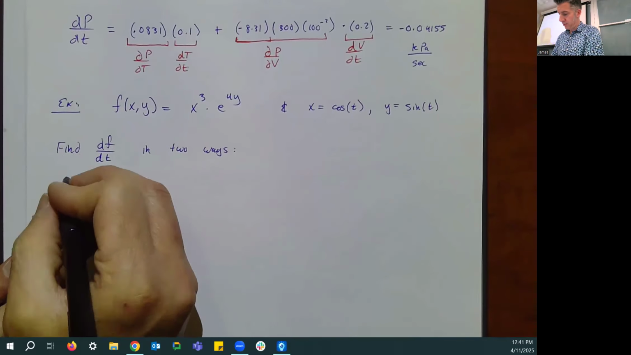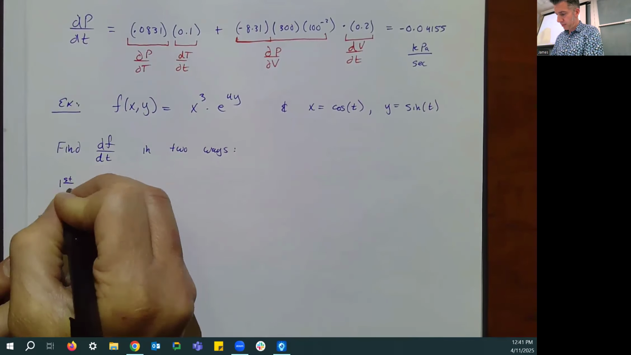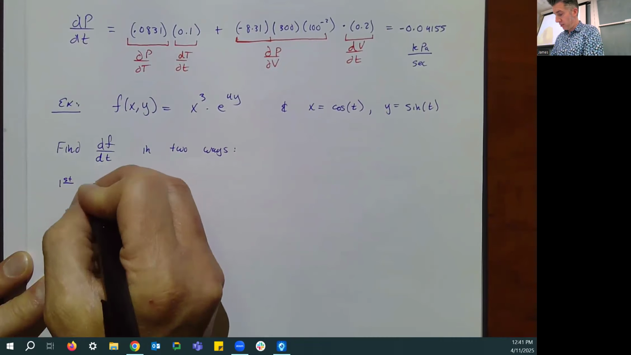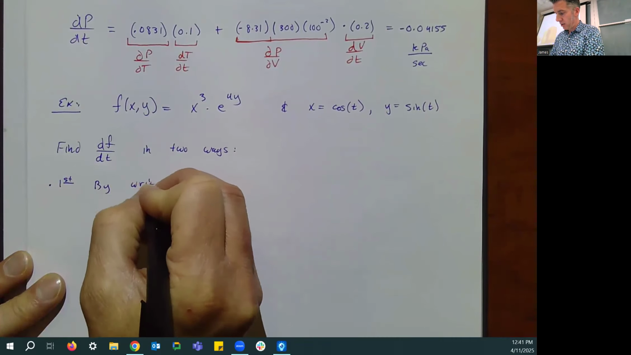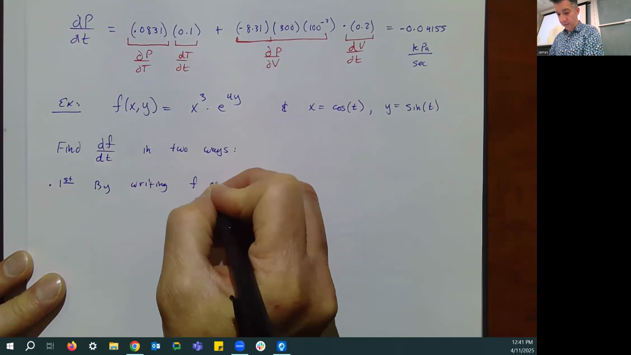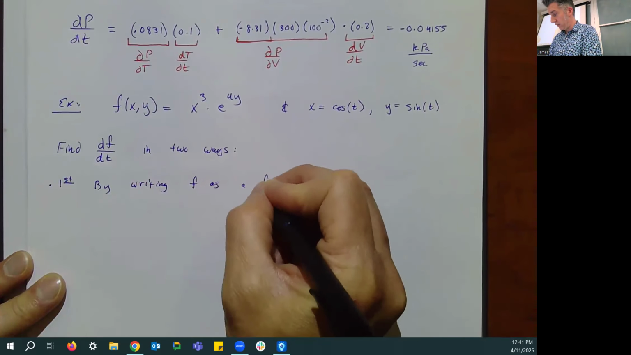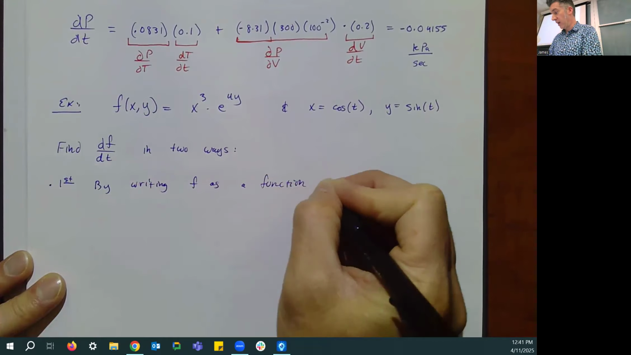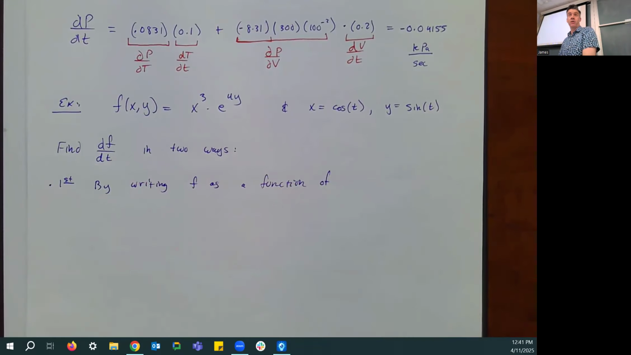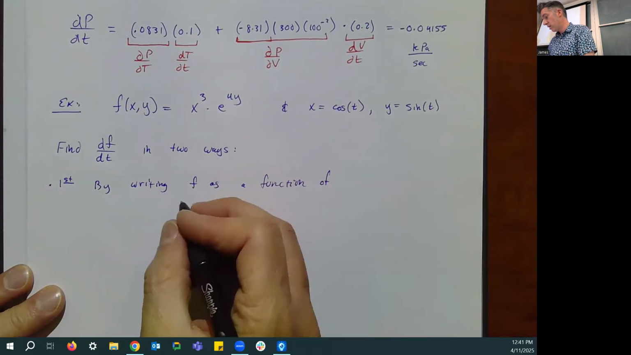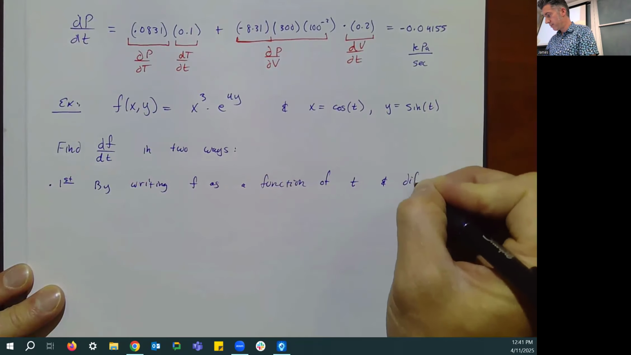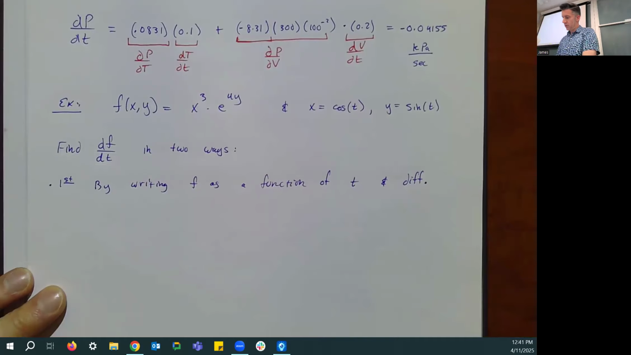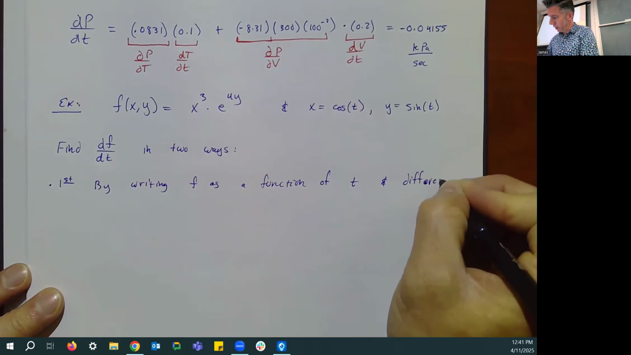The first way is by writing f as a function of t and then just differentiating. In fact, this will maybe show us why it works. Not maybe, it will kind of show us. So first we're going to write f as a function of t and differentiate. Differentiate. I can write the whole word.